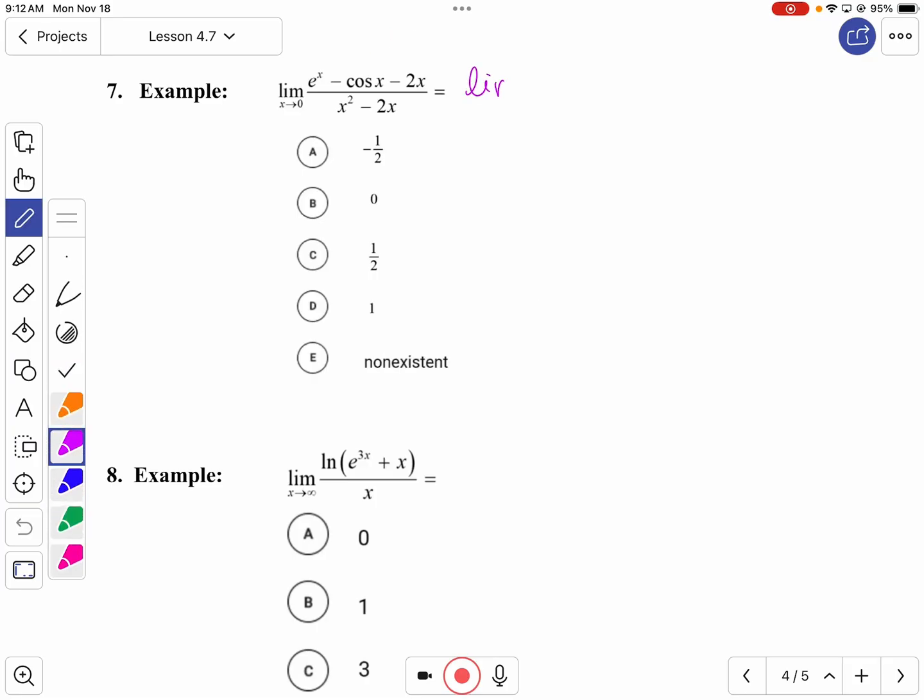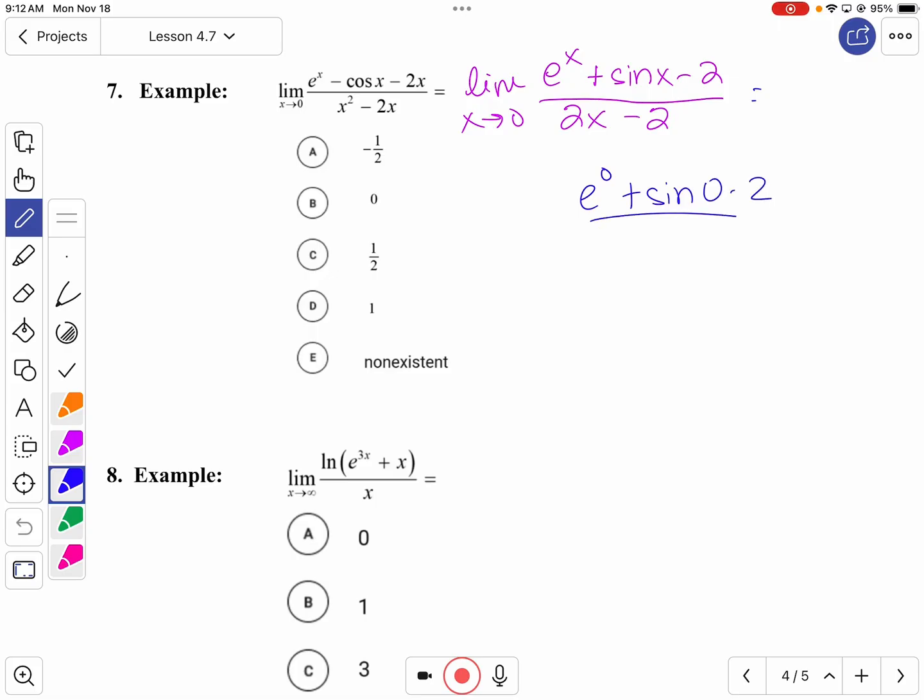So I'm going to get the limit as x approaches 0. Derivative of e to the x is e to the x. Derivative of a negative cosine, positive sine. Derivative of negative 2x would be negative 2. On the bottom, I'm going to get 2x minus 2. Okay, let's plug in 0. So that's going to give me e to the 0 plus the sine at 0 minus 2 over 2 times 0 minus 2.